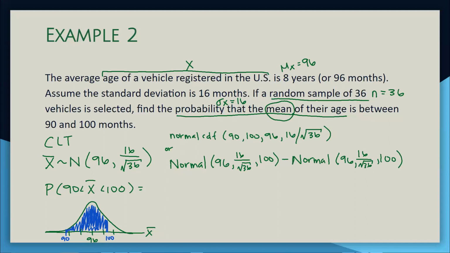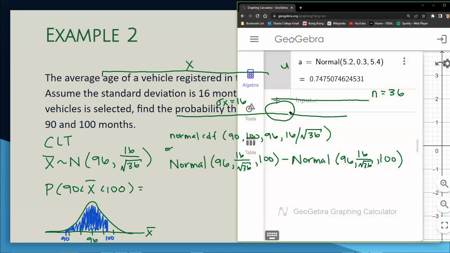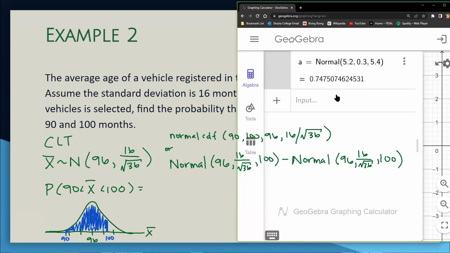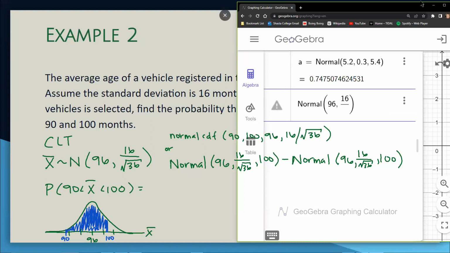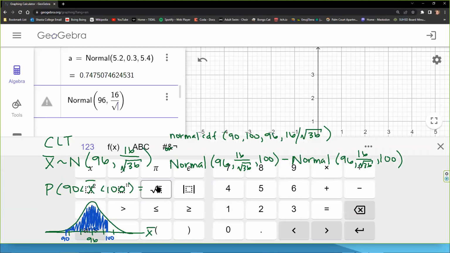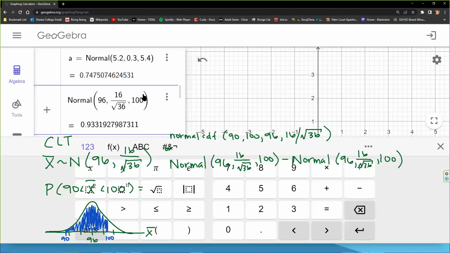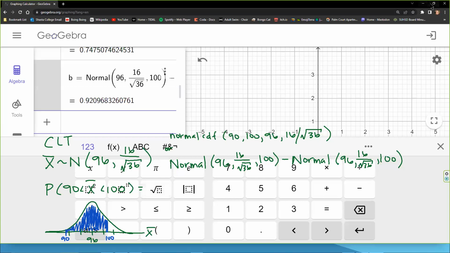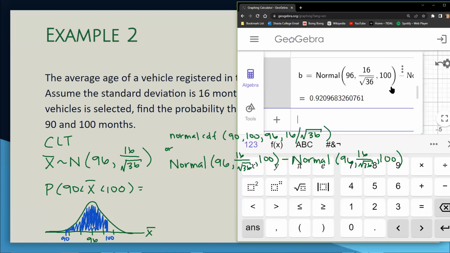So again, I'm going to pull up my GeoGebra window here. Let me clear out some of this extra marking so we can see the screen. So normal, 96, and then I want to do 16 divided by, and then I'm going to make this window big for a second. I need the square root button there. Square root of 36. And then 100. And then minus, and then that same function call over again, but for 90. So 96, 16 divided by square root of 36, and then 90. And when we do that, we get 0.92, if we round that up to 0.92.